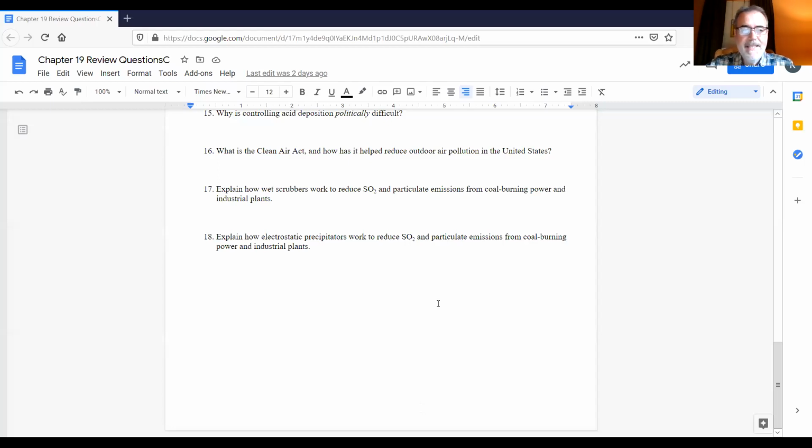All right, question 17. Explain how wet scrubbers work to reduce sulfur dioxide and particulate emissions from coal burning power and industrial plants. All right, so remember, as we're burning stuff like coal that has sulfur in it, at these temperatures, when it's burning, the sulfur reacts with oxygen to make sulfur dioxide, which wants to go into the air and react with water in the atmosphere to make sulfuric acid. So this is what a wet scrubber does.